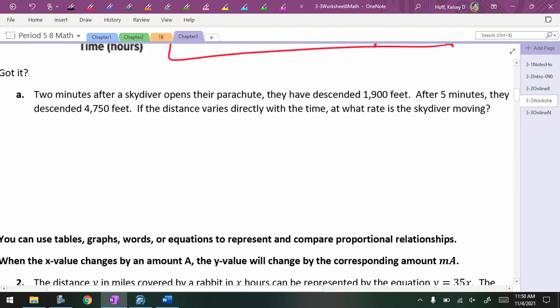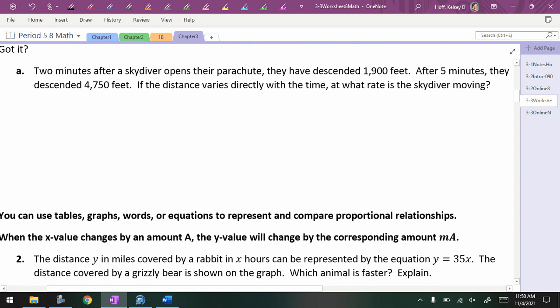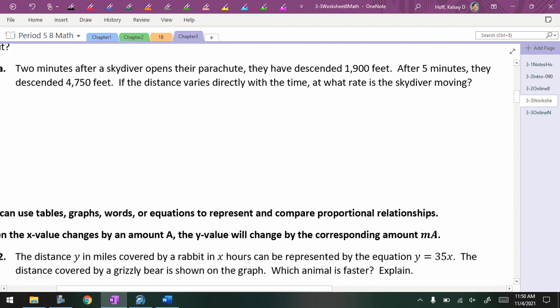Sometimes, though, they're going to write it in sentence format. 2 minutes after a skydiver opens their parachute, they've descended 1,900 feet. After 5 minutes, they've descended 4,750 feet. If the distance varies directly with the time, at what rate is the skydiver moving? Now, again, rate is like your slope. They want us to find the slope.